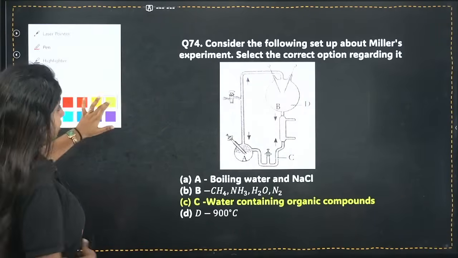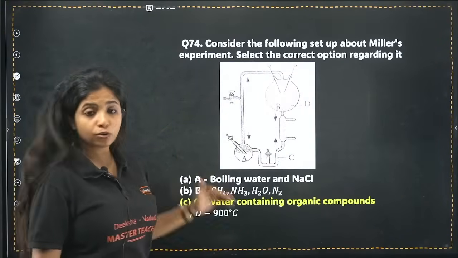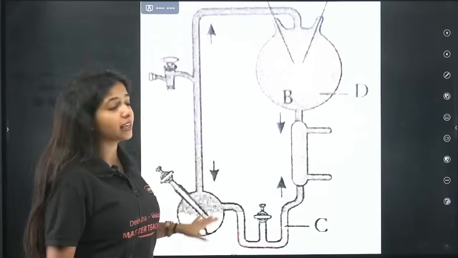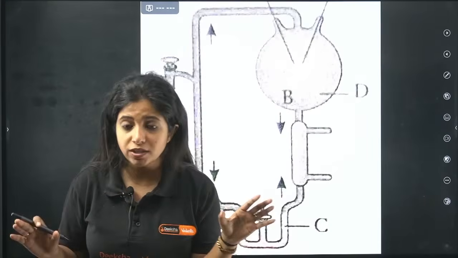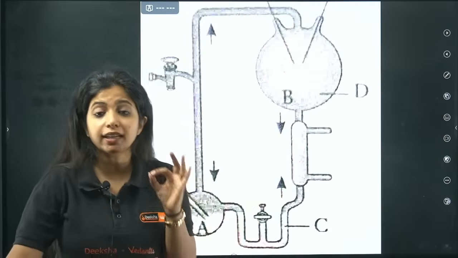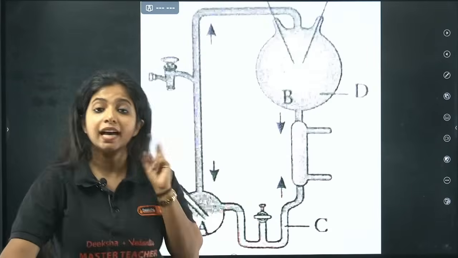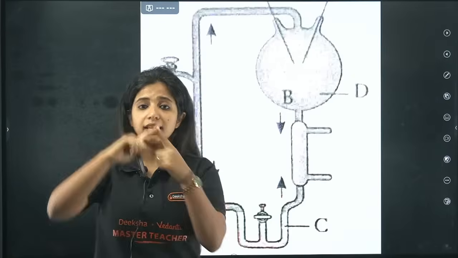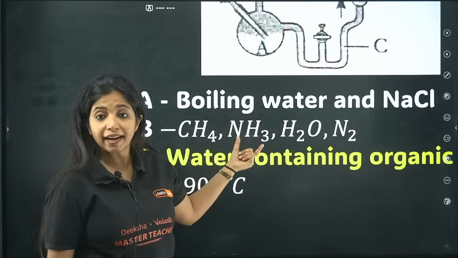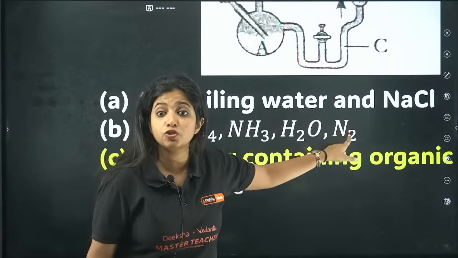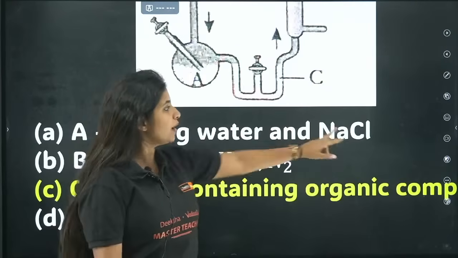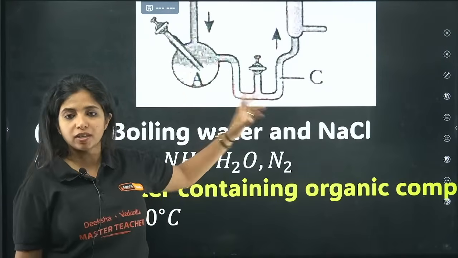Now the evolution chapter. Always remember the experiment that he did. First, it was a reducing environment, no oxygen. Second, the temperature was 800 degrees Celsius, not 900. Next, how many gases were there? Methane, that is CH4. Ammonia, that is NH3. H2O, and H2, not N2. No N2 was there, H2 was there. And no NaCl was in the boiling water, only water.